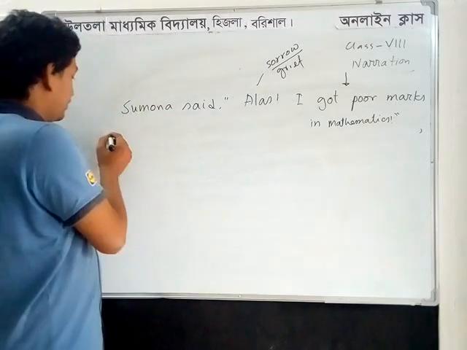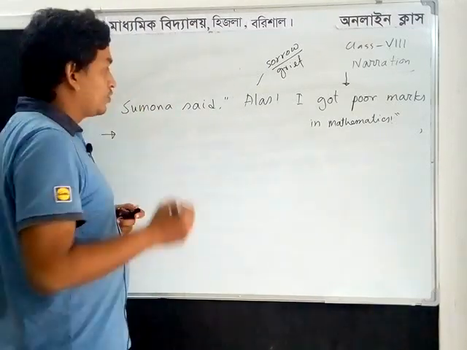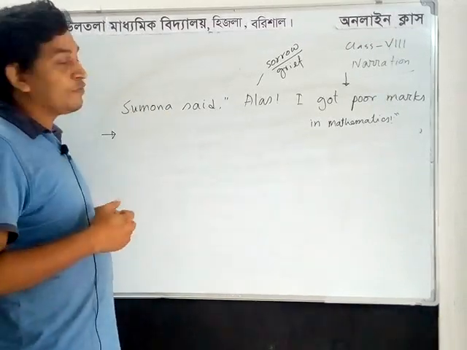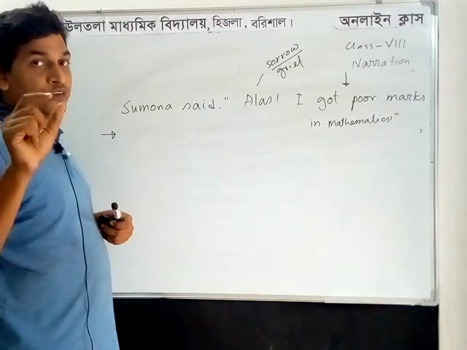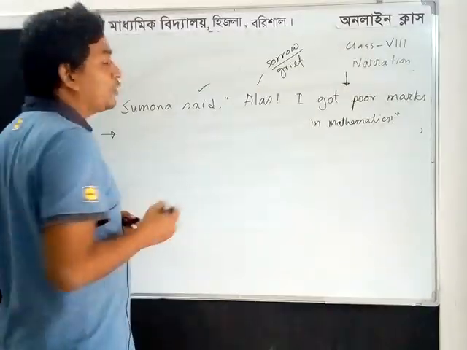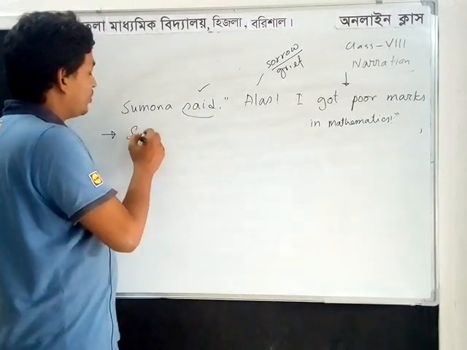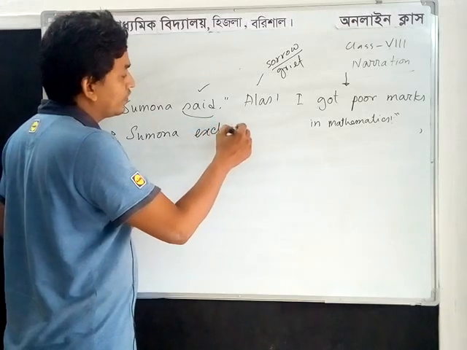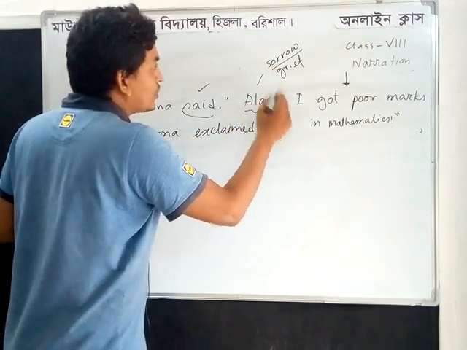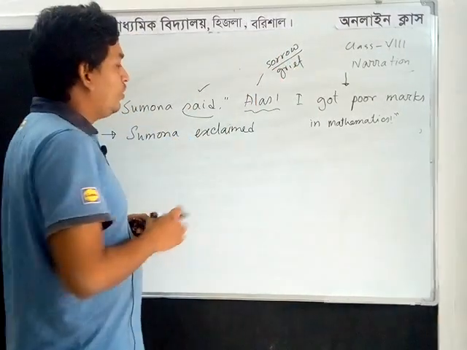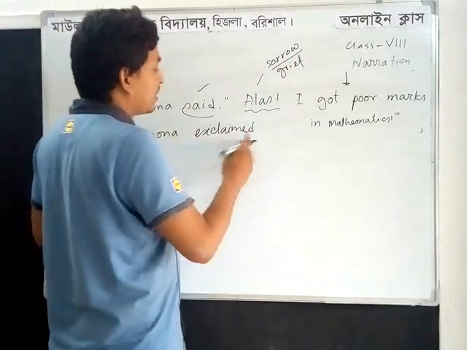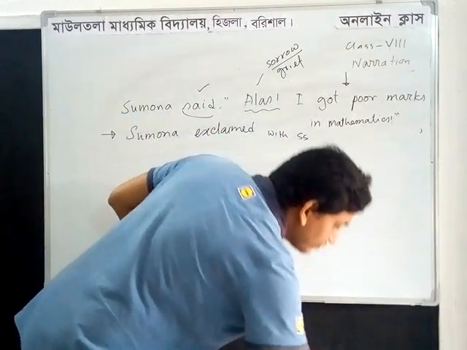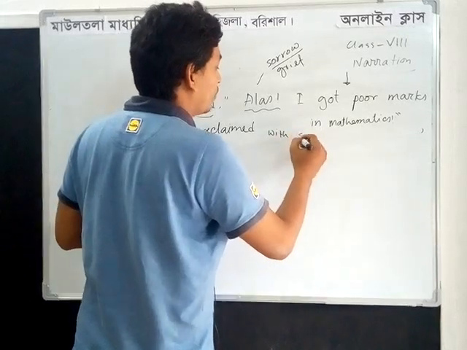Okay, so previously I told that to change direct speech to indirect form, we have to change the reporting verb first. Say is the reporting verb, so we have to change it by writing Shumana. After writing Shumana, we have to write exclaim. Here, alas denotes sorrow or grief. So I must write here Shumana exclaimed with sorrow.